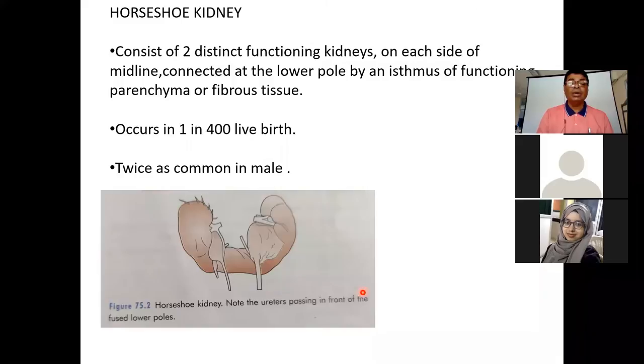Here you see, this is the horseshoe kidney. The lower poles are connected with each other, and this portion is known as the isthmus. This picture shows the anterior view. This is the renal pelvis, which is very dilated, and this is the ureter. You see the pelvis is anteriorly placed, and the ureter is coming downwards over the isthmus. That means it is not posteriorly placed in the hilum, as we discussed in the normal anatomical arrangement. Here the pelvis is anteriorly placed and the ureter is coming in front of the isthmus.